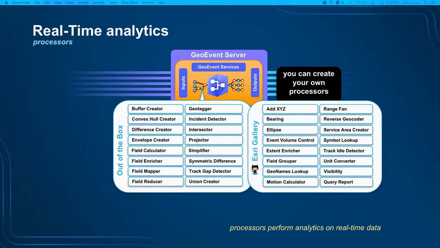Other examples include things like a geotagger. So if we have certain service areas that we're working in and out of, when you have an input event that's inside one of those areas, you can tag it with the name of the service area that it's in. So you can basically do a spatial join on the fly with the data coming through. There's also ones that you can do very complex modifications to your geometry.